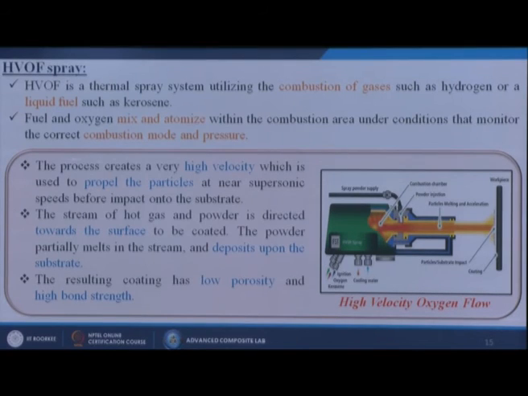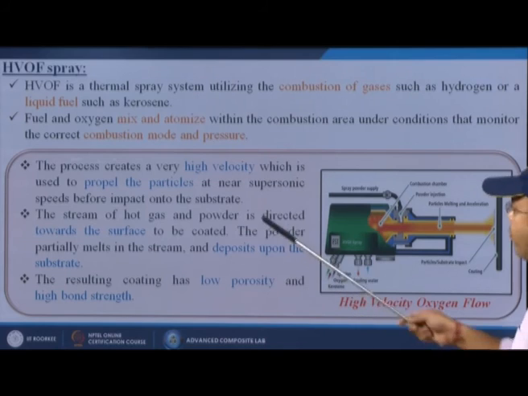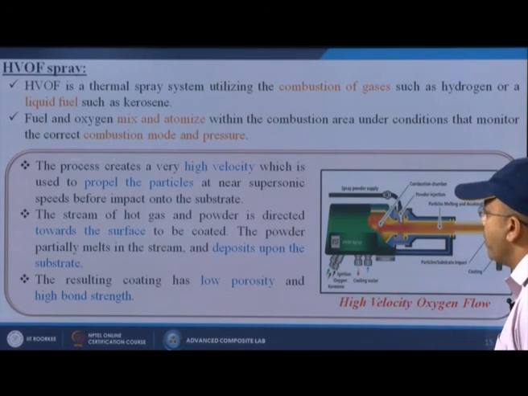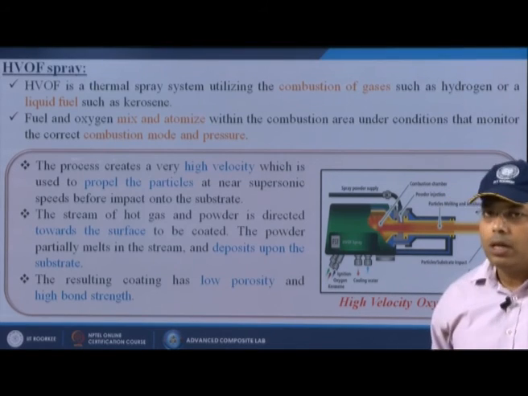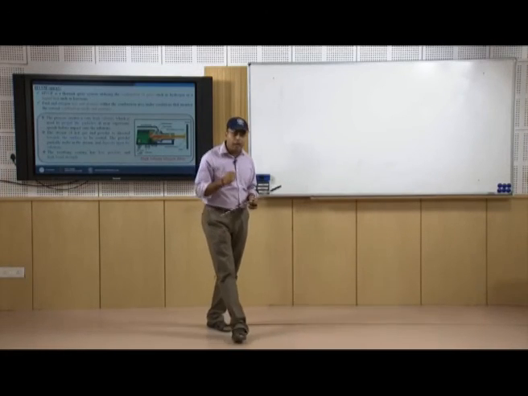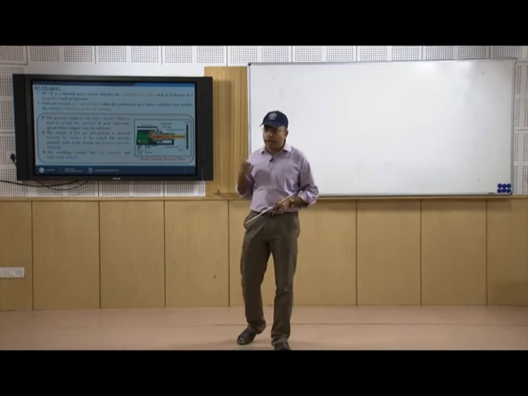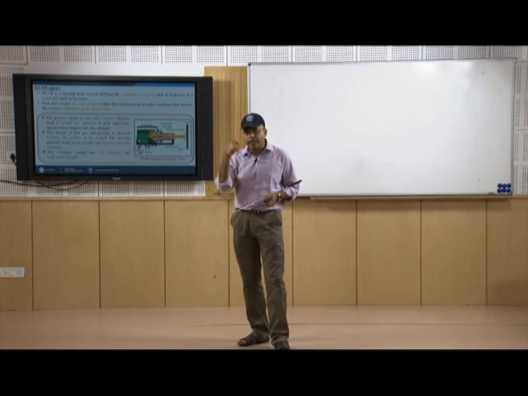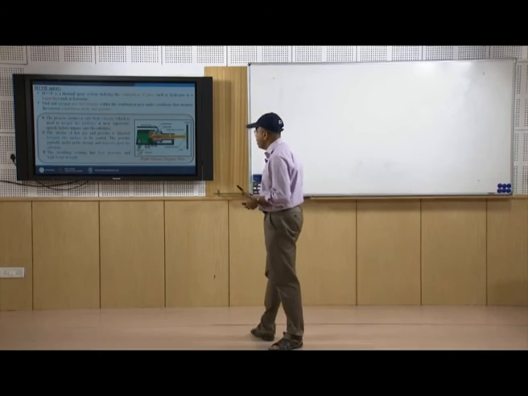Fuel and oxygen mix and atomize within the combustion area under conditions that monitor the correct combustion mode and pressure. Then the process creates a very high velocity, which is used to propel the particles at near supersonic speeds before impact onto the substrate. So, it is giving a very high pressure to that particle so that it can give a huge impact onto that substrate so that it can stick with the substrate surface.